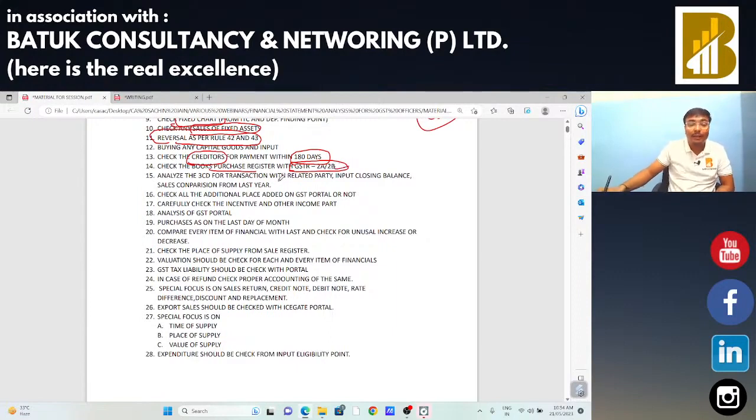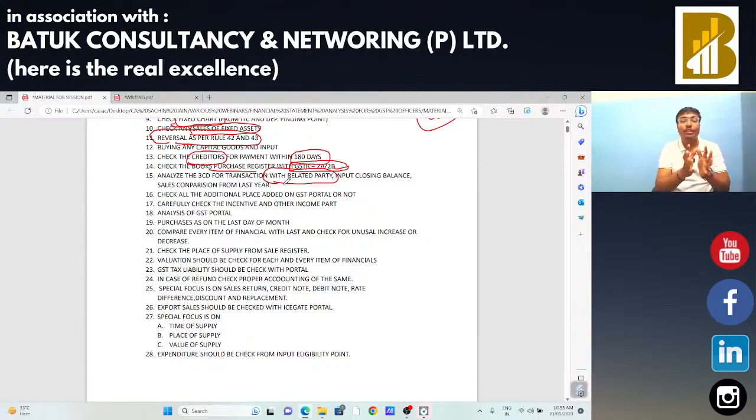Next, sir, related party transaction. When you are going to check the 3CD of that particular entity, one clause in that form 3CD itself is related to transactions with the related party. In our today's session, we are also going to discuss certain important points of form 3CD from the GST audit point of view. At that time, we are also going to discuss related party transactions.